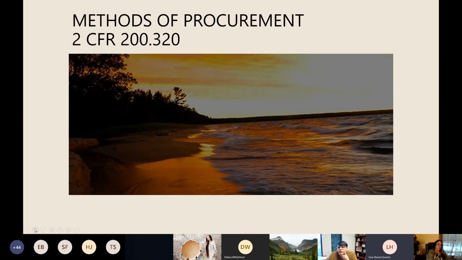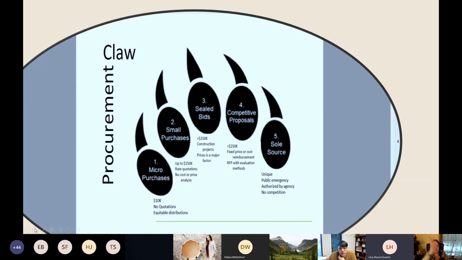So now we're getting into the procurement clause, the methods of procurement. They're found under 2 CFR 200.320. Yep, there's our clause. Micro purchases: no quotations, equitable distribution, $10,000. Small purchases, up to $250,000: rate quotations, no cost or price analysis needed. Then we go to sealed bid, $250,000 or more. Construction projects, where price is a major factor.